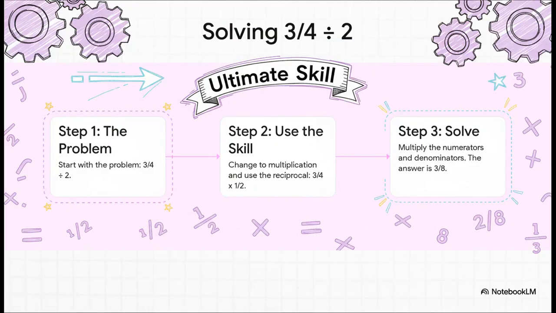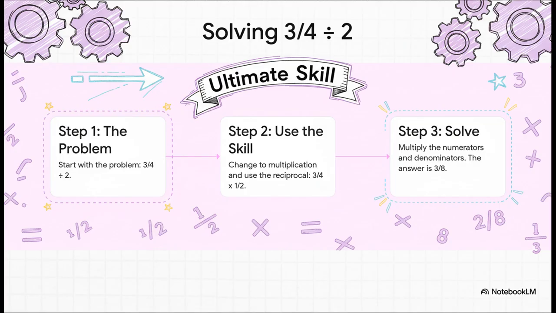Let's actually see this in action. So we've got 3/4 divided by 2. First, we swap that division sign for a multiplication sign. Then we take that 2 and flip it to get its reciprocal, which is 1/2. And now look at that. It's just a simple multiplication problem.